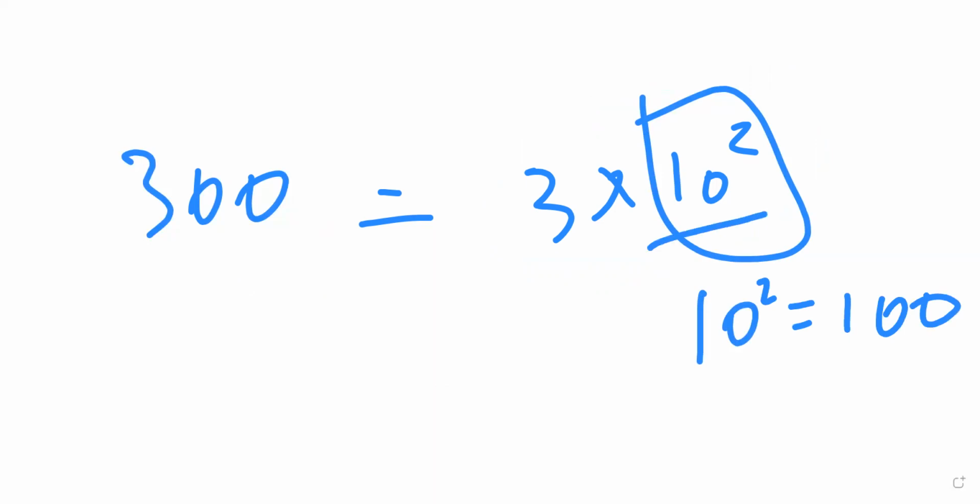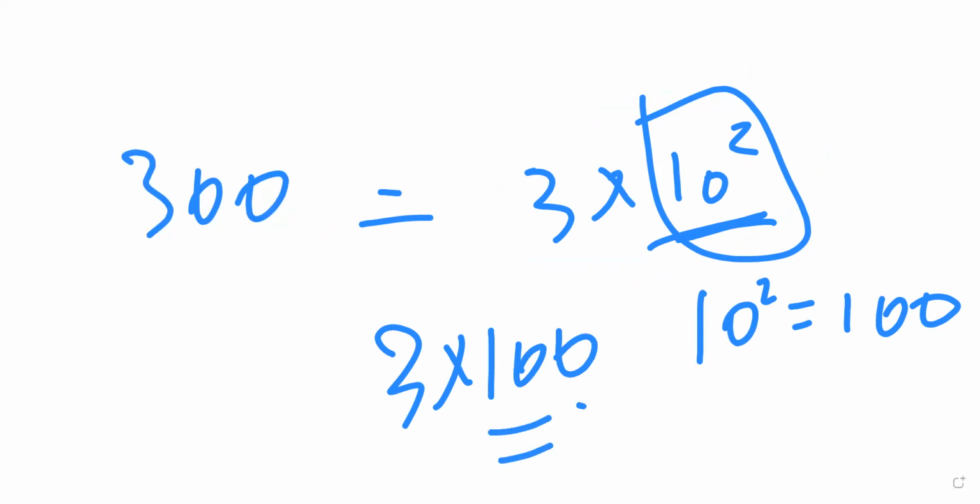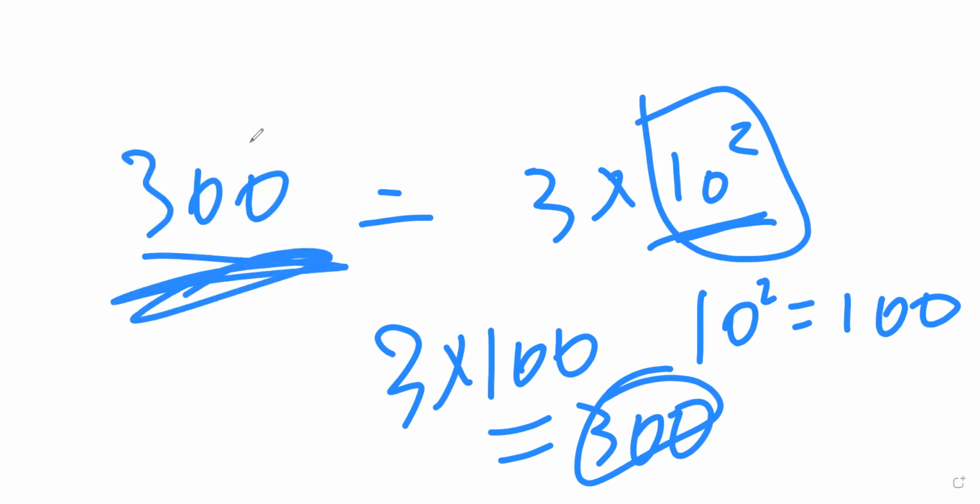And if we simplify this, we get 100, and we have 3 times 100, which gives us 300. And it shows that they are equivalent, but one is being represented in a scientific way, while the other is being represented in the normal way that we used to, which we call integers.